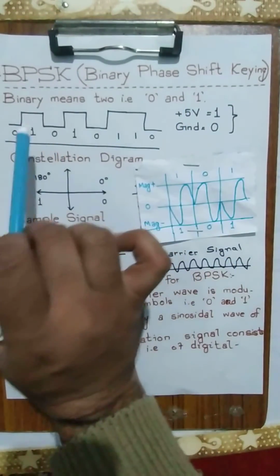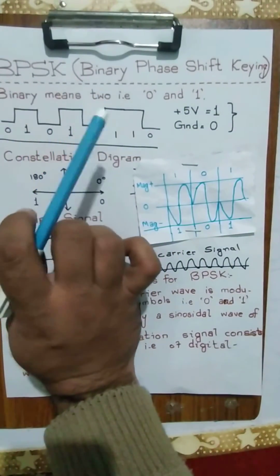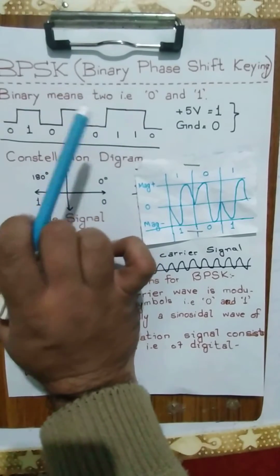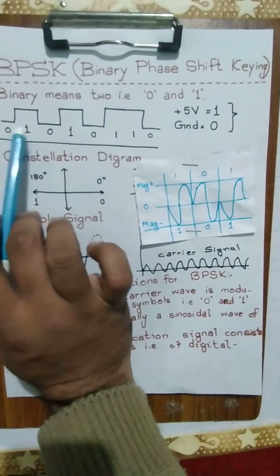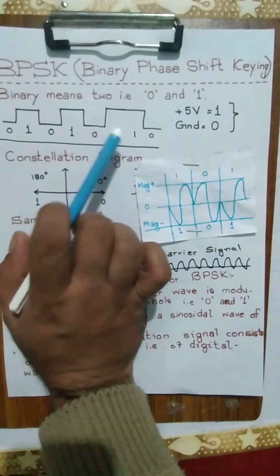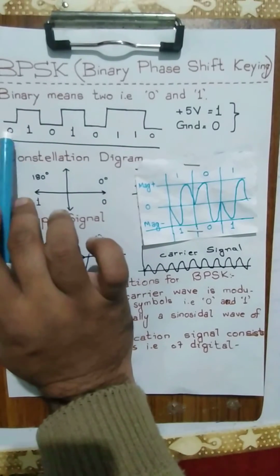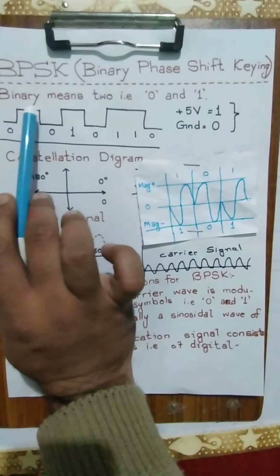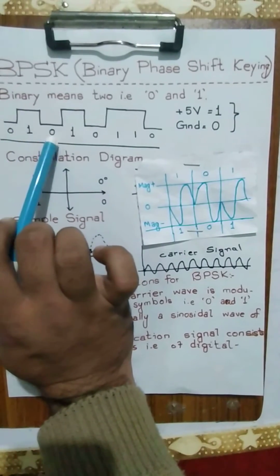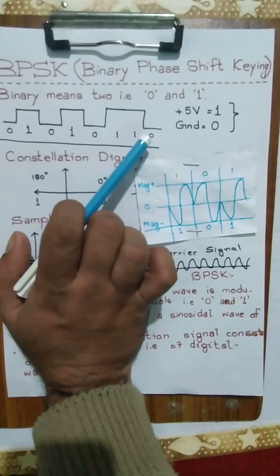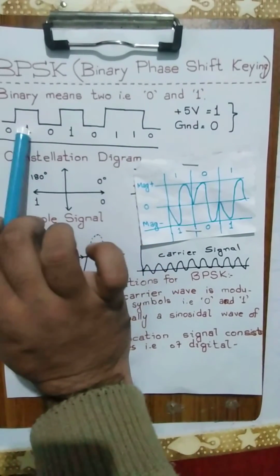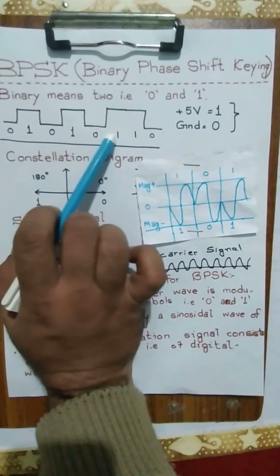Then we will come towards the digital signal, that is comprised of 0 and 1. You can see that it consists of 0, then a sudden rise, and then 1 and 0, and 1 0 1 1 0. So a digital signal is always in this form.